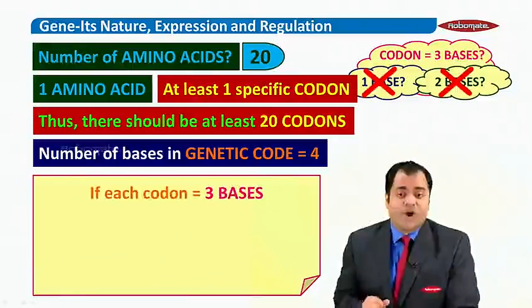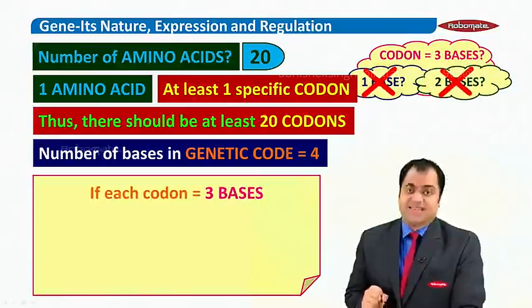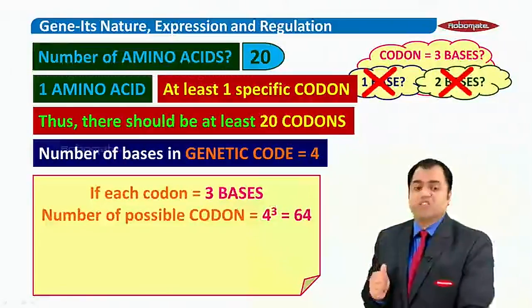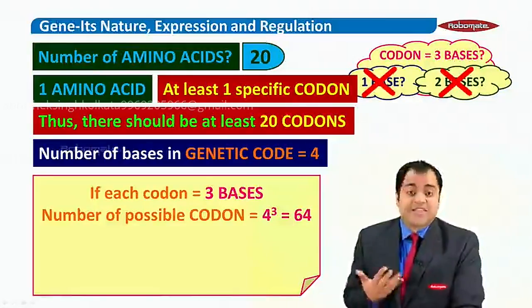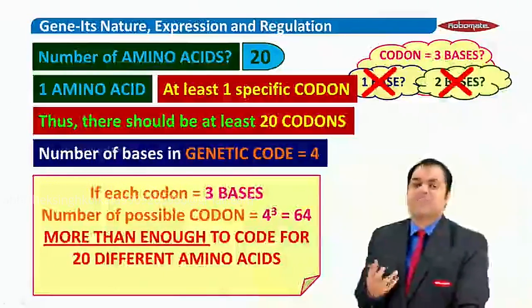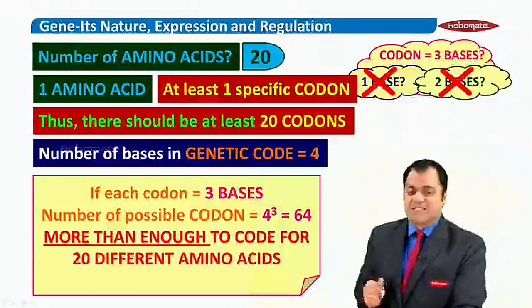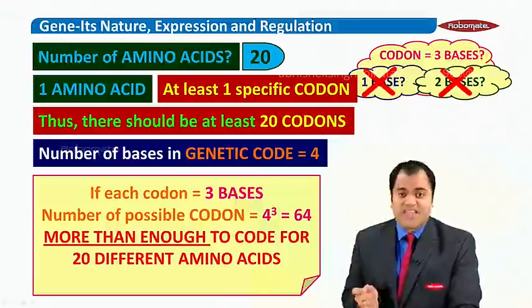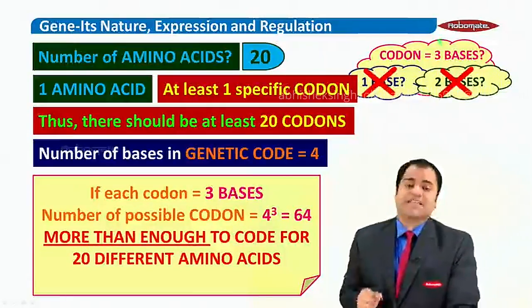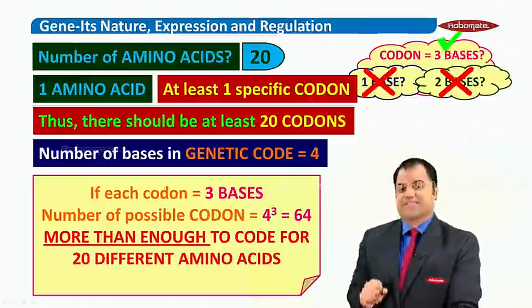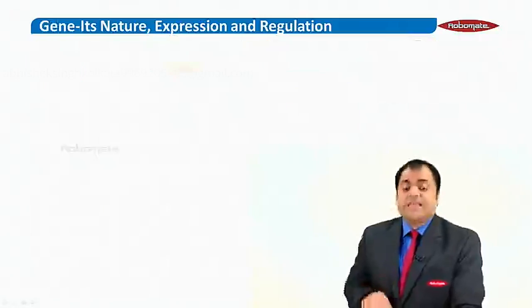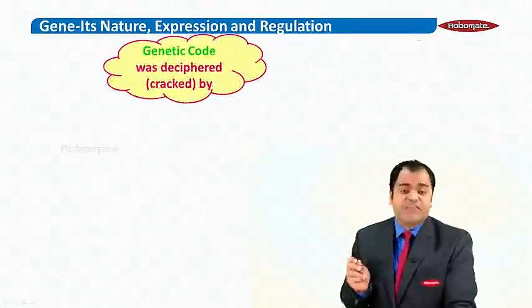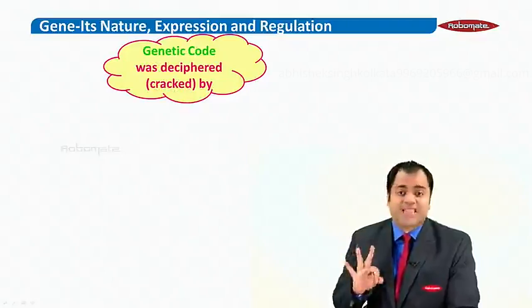Finally, if a codon was 3 bases, then what would you get? The number of codons would be 4 cubed, which is 64. And 64 is more than enough to code for 20 different amino acids. And that is why Gamow suggested that a codon is made up of 3 bases, and not 1 and not 2. Moving on, the entire genetic code was deciphered or cracked by 3 scientists.